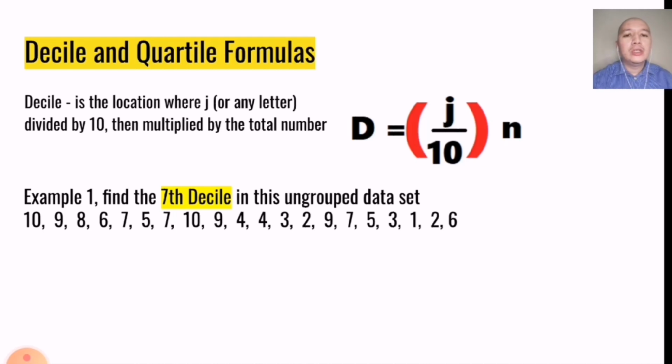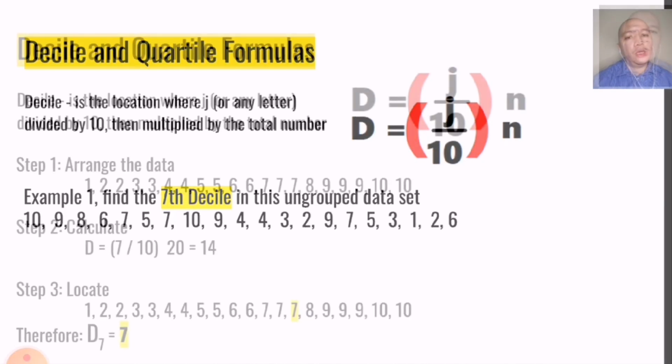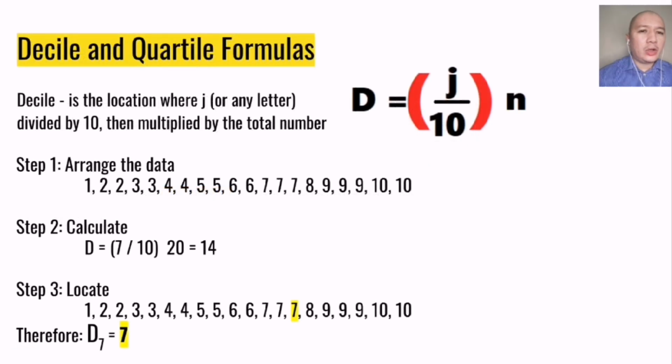So let's say our problem is we wanted to find the 7th decile in this ungrouped data set. So we wanted to know nasaan ba yung 7th decile in this ungrouped data. So decile is the location where J or any letter can be divided into 10 parts. Ano? So una, what should we be doing? So step 1, you would have to arrange the data first. Alright?